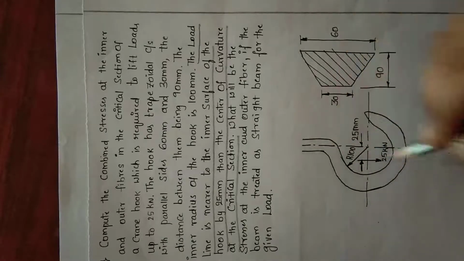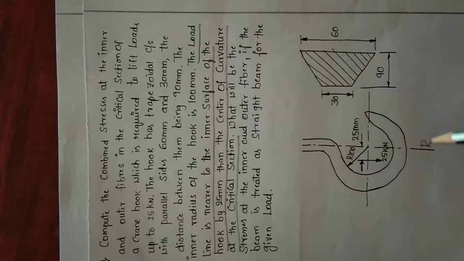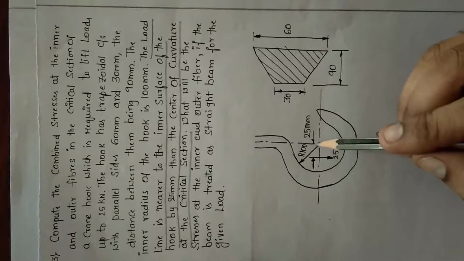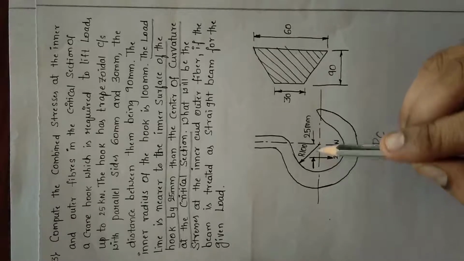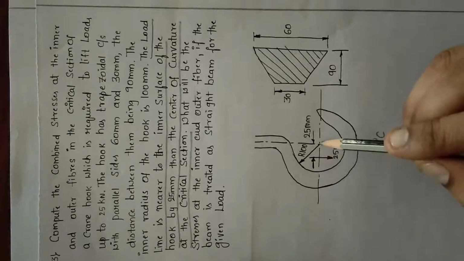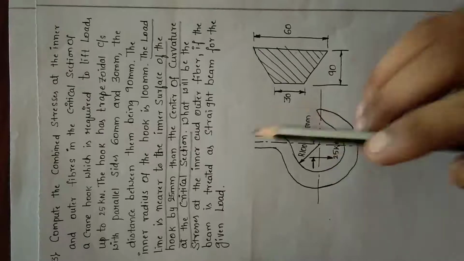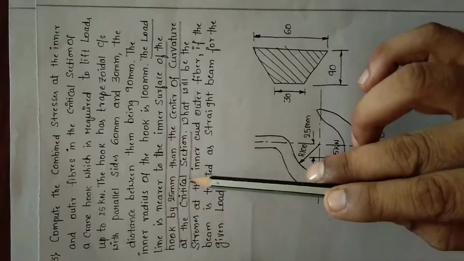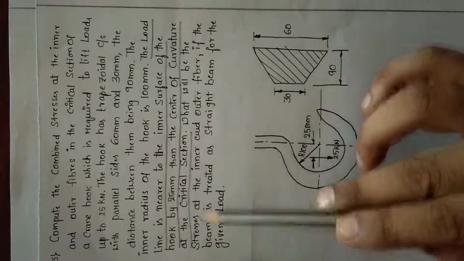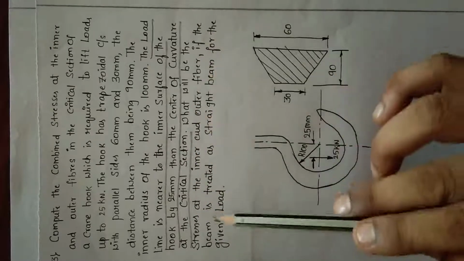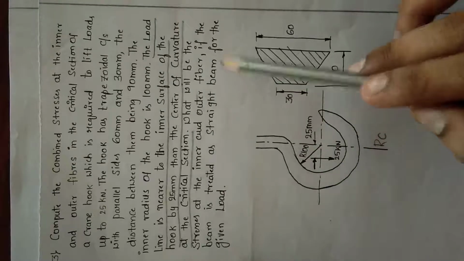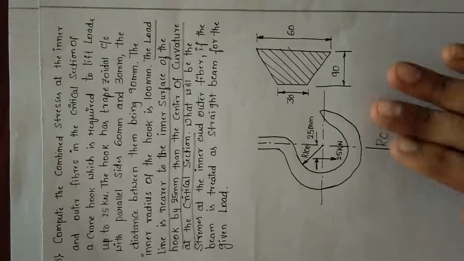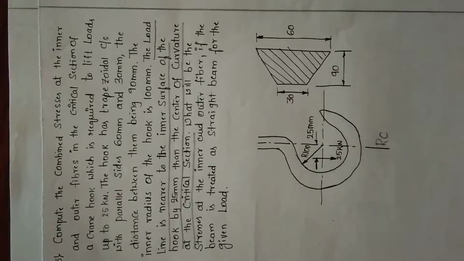That means the radius of curvature is here, and the load is applied at a distance of 25 mm from the radius of curvature. What will be the stresses at the inner and outer fiber if the beam is treated as a straight beam for the given load? The problem is the same as the previous problem.